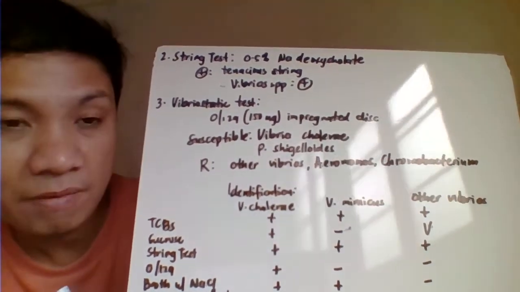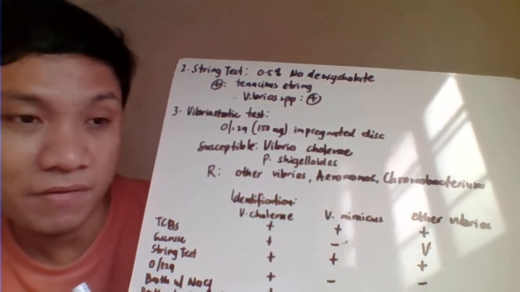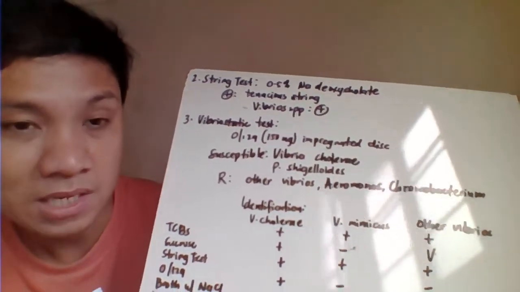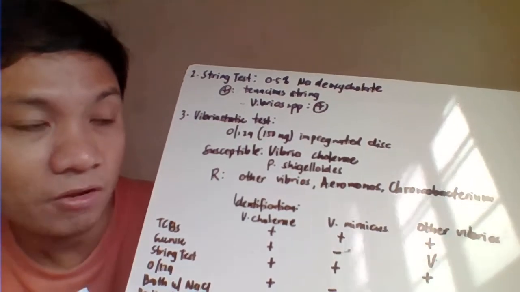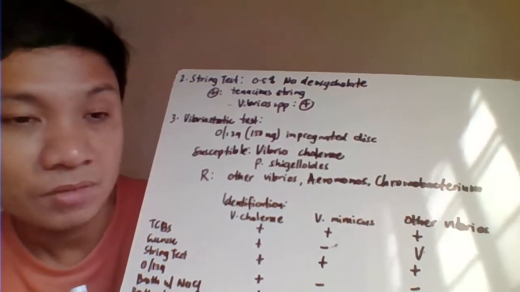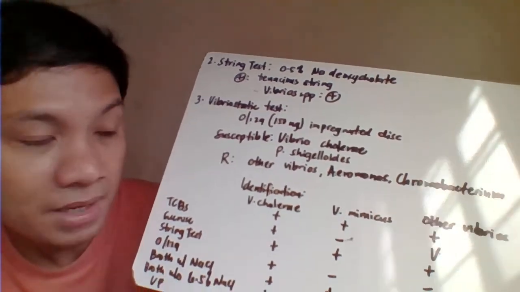Another one, we have your vibriostatic disc, your O129. This is your diamino diisopropyl pteridine na antibiotic disc. So, ang susceptible natin only includes your Vibrio cholerae and your Plesiomonas shigelloides. All the rest na group here, they are resistant. So, summary, we have that.